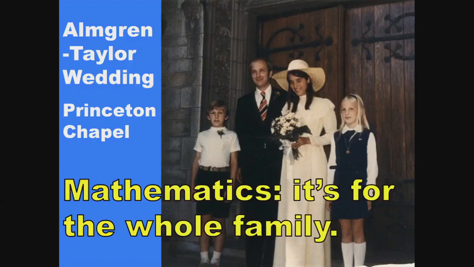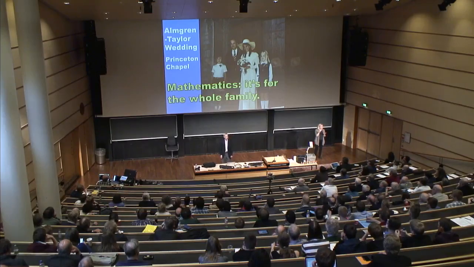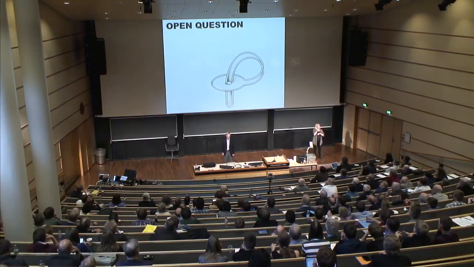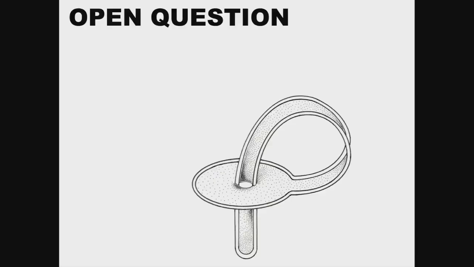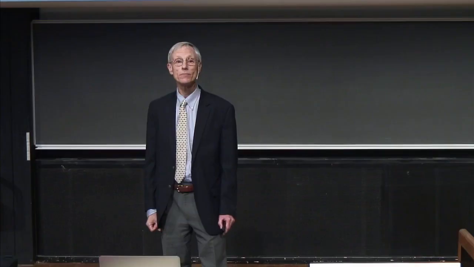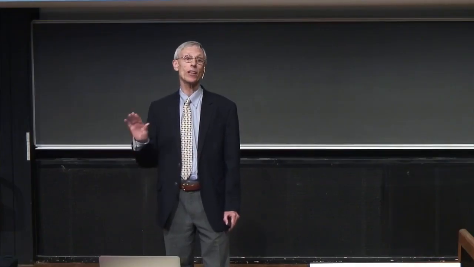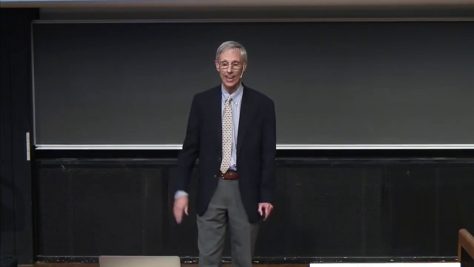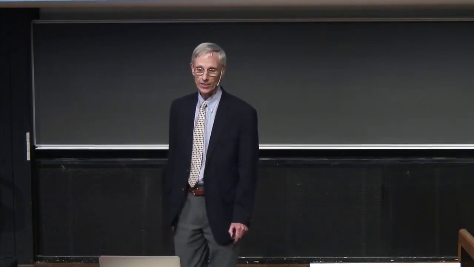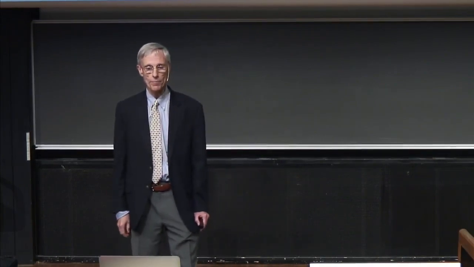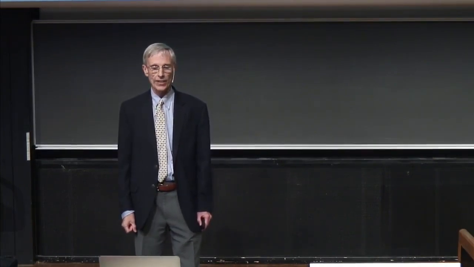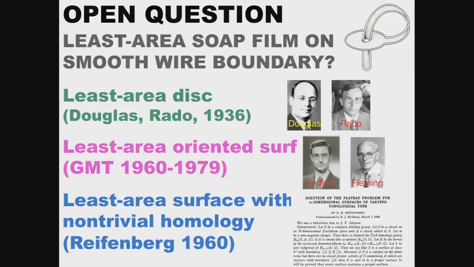But you know, I'd say that this is still quite a young field, with many basic questions still open. For example, here's one that a lot of people don't think is open. Contrary to popular belief, it's still an open question whether, if you're given a smooth wire boundary, it bounds a least area soap film. Still an open question. Now, there were lots of results that sound a lot like that. Does a least area soap film on a smooth wire boundary exist? Is there one? So there were some partial results in this direction.